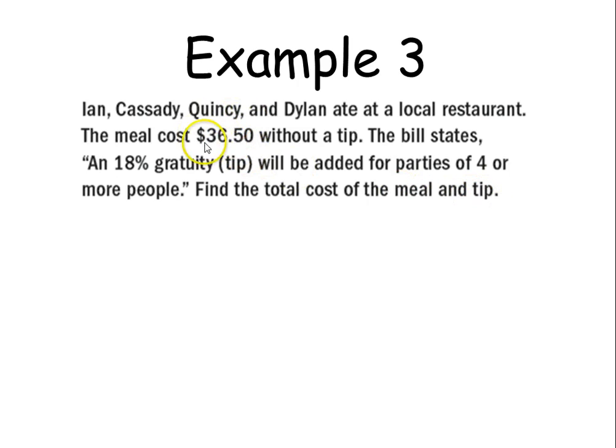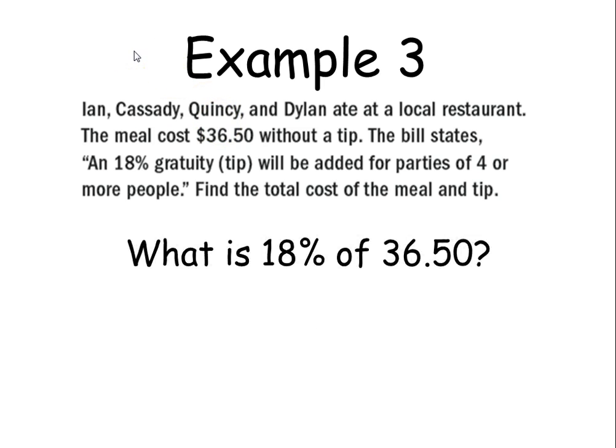So they get the bill and it's $36.50, but they're not going to actually pay $36.50. They're going to pay $36.50 and then they're going to pay 18% of $36.50 on top of the $36.50. So that's how tips and taxes and anything you would add on to a sale price works. So the question that we're essentially asked is, what is 18% of $36.50? Because there's the 18% that will be added to the bill, and the total bill is $36.50. So this is the question that we have to answer.